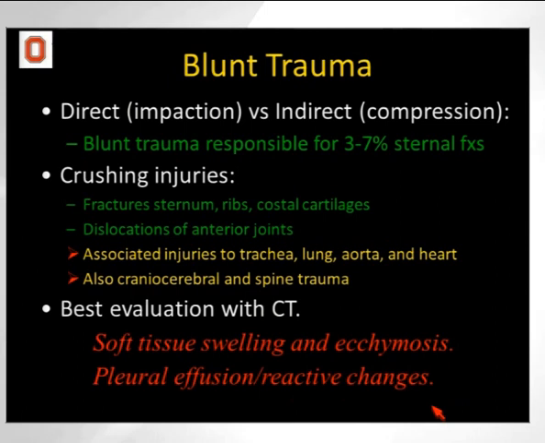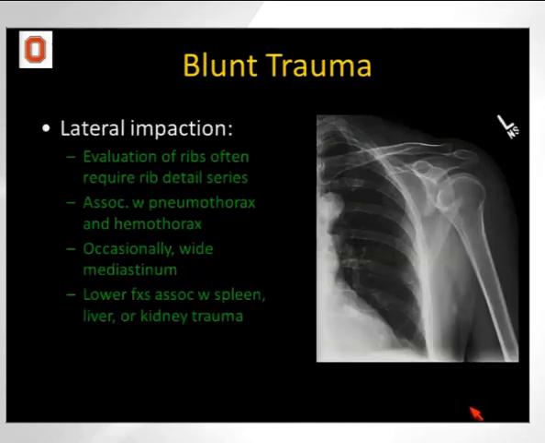So ultimately, when we review these patients with CT, we're looking for other clues such as soft tissue injuries. If we have the opportunity to see the patient, we look for the ecchymotic signature pattern, and of course the presence of pleural effusion and pleural reactive changes.